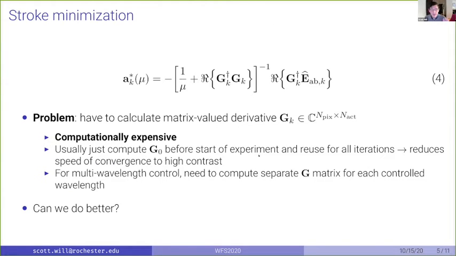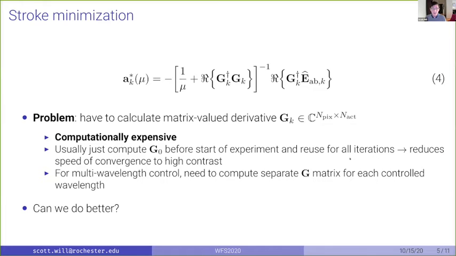The trouble here is that in order to do this, we have to calculate this Jacobian matrix, which is a matrix-valued derivative, and this is extremely computationally expensive. So usually we just pre-compute a Jacobian matrix using, for example, a flat set of DM commands before we start our experiment, and then reuse this matrix for many iterations. This is fine, but it reduces the speed at which we converge to very high contrast. Additionally, for broadband observing scenarios where we need to control multiple wavelengths, we need to compute a separate Jacobian matrix for every wavelength that we hope to control.